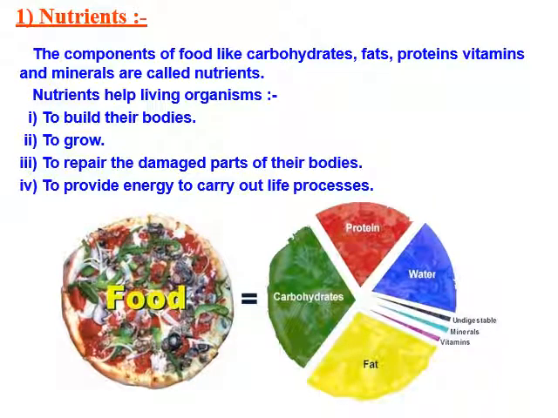Nutrients. What is a nutrient? The components of food like carbohydrates, fats, protein, vitamins and minerals are called nutrients. Now what do nutrients do? Nutrients help living organisms to build their bodies, to grow, to repair the damaged parts of their bodies and also provide energy to carry out different life processes.